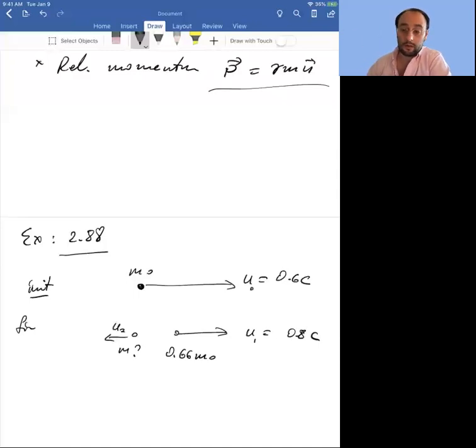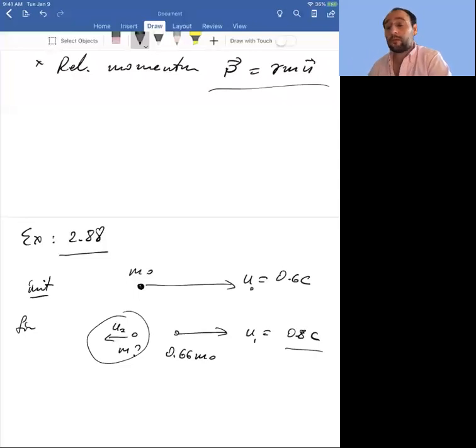Maybe u2 points to the left. Maybe it points to the right. It could be either, because you just know that the momentum vector has to be conserved, but this is an awfully larger velocity, so maybe it depends. So we need to find these things.